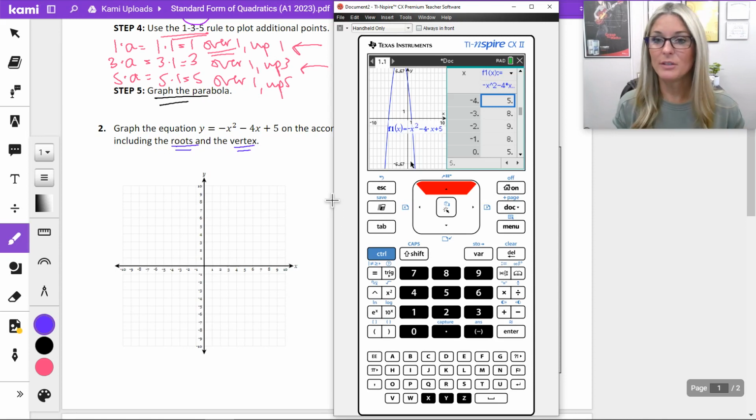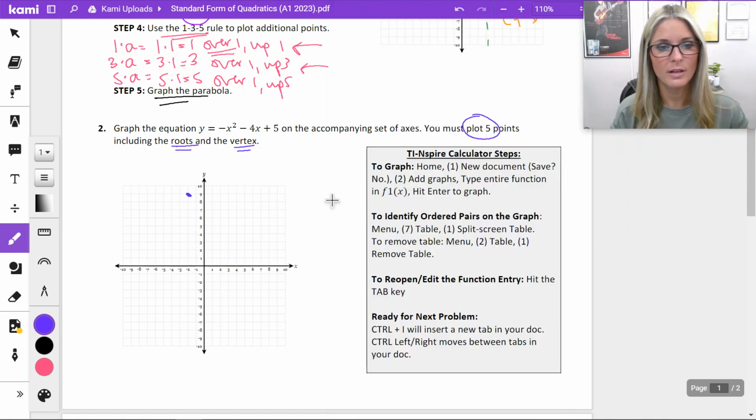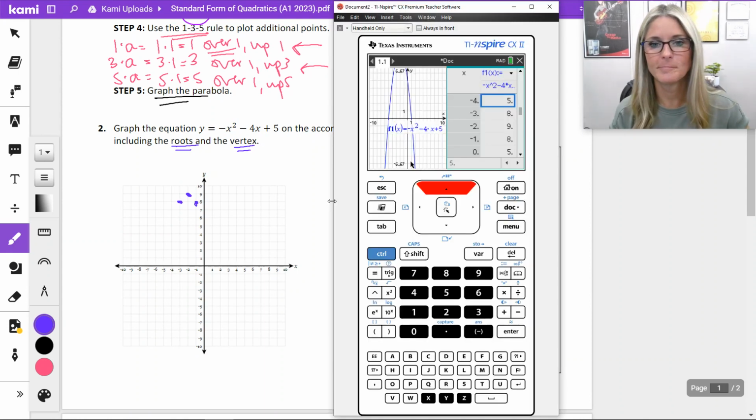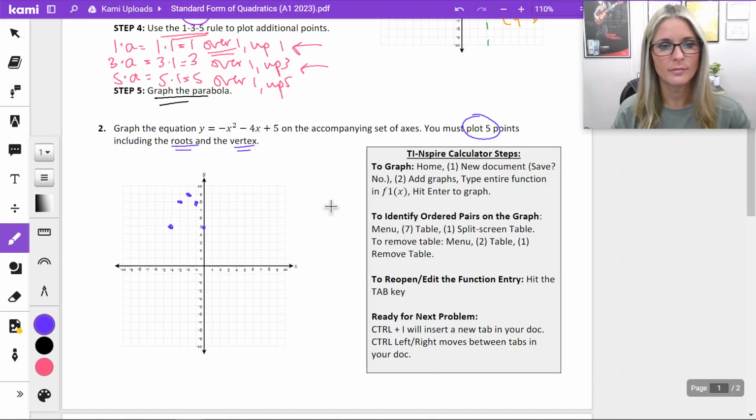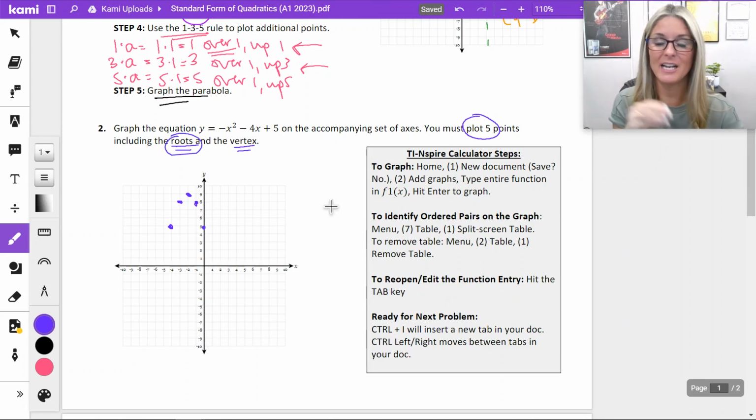So let's use that information to plot these points on our graph. We had negative 2, 9, negative 1, 8, negative 3, 8, 0, 5, and negative 4, 5. Now I've plotted 5 points. This is not going to work on Delta Math because I have to still include the root. So we got to find out where it is hitting our x-axis.